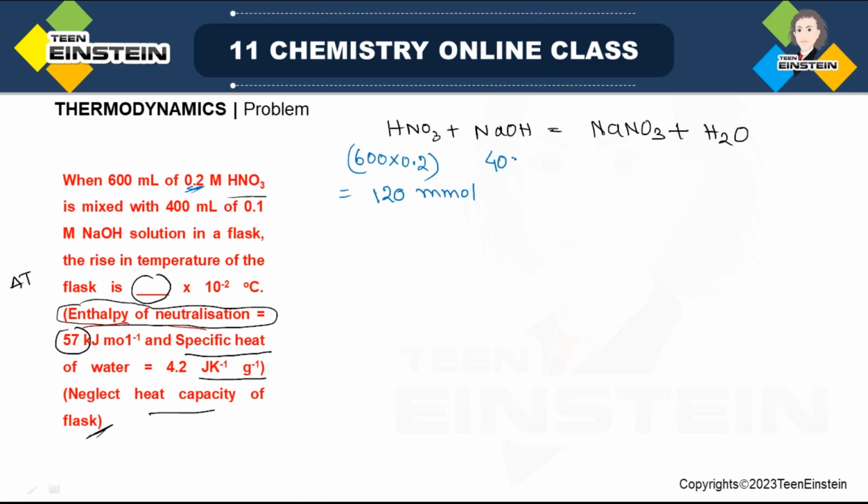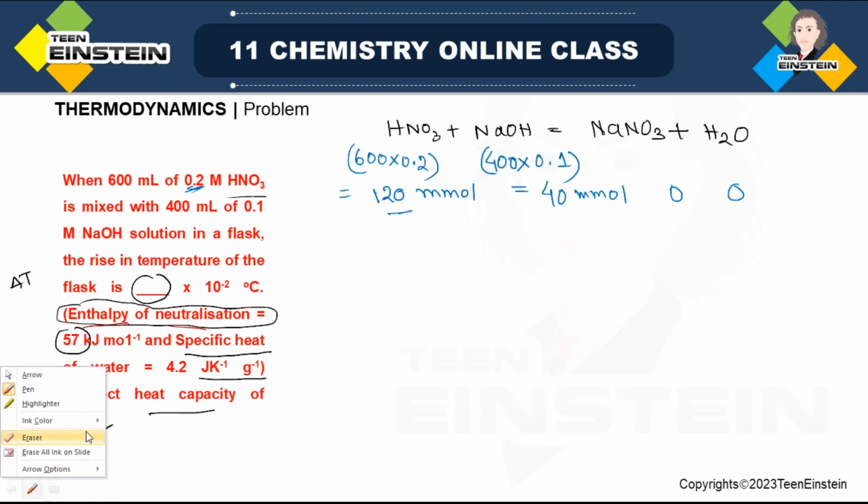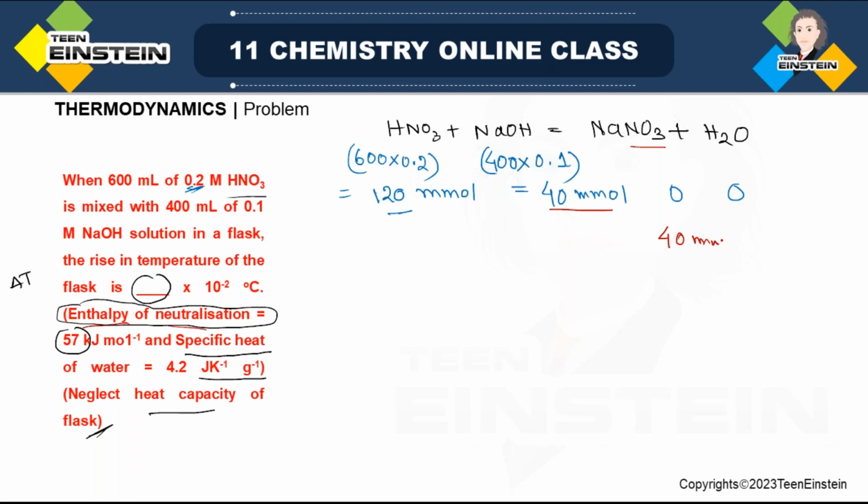Similarly, if you do it for NaOH, 400 ml, 0.1 molar, you will get 40 millimole. So basically, initially you have started with 40 millimole of the base and 120 millimole of HNO3, and the products are initially 0. Now what is the limiting reagent? NaOH is the limiting reagent, and you have taken some excess acid. The excess acid after the reaction will remain in the flask, so we don't have to consider it. So from 40 millimole, obviously 40 millimole of NaNO3 will be produced, and 40 millimole of water will also be produced.